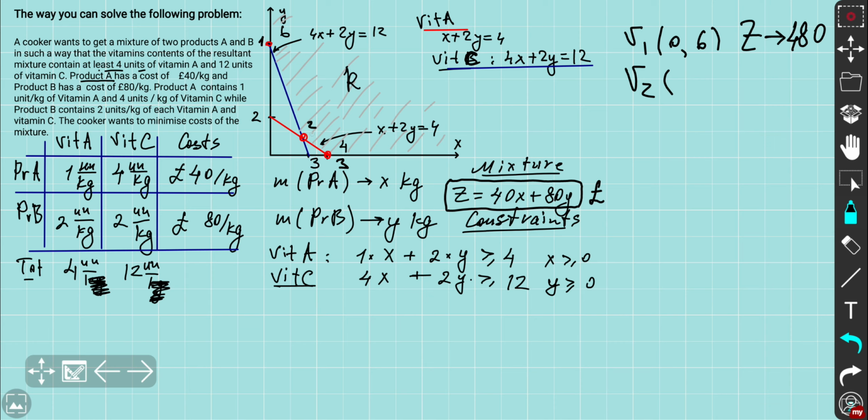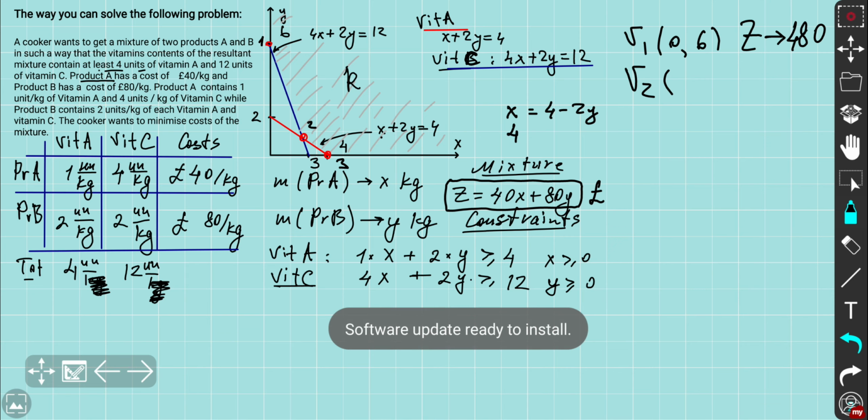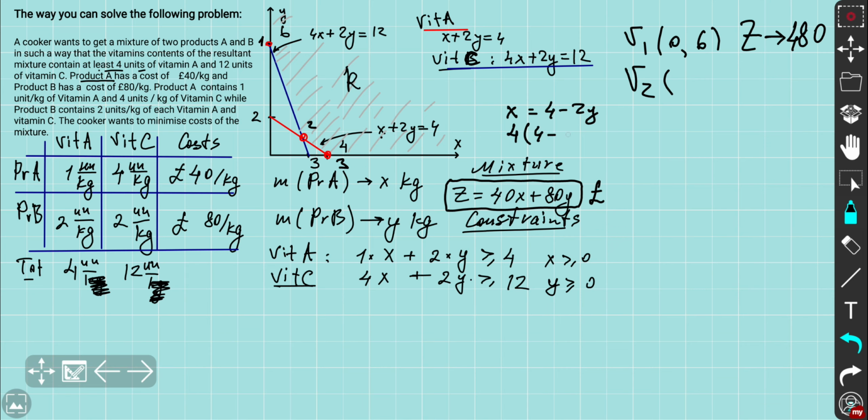Okay, so vertex 2 definitely is not the minimum one, but we need to calculate the coordinates first. How to calculate the vertex coordinates? We just simply need to express x from there, x equals 4 minus 2y, and plug it into the equation of the blue line, because we have common points of their intersection. That's why we can figure out a simultaneous equation. So 4 times x, which is 4 minus 2y, plus 2y on top of that, that's going to be 12. Okay, so that's the way.